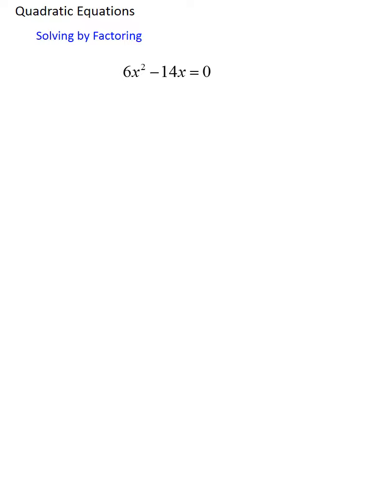Let's look at another example. You'll notice here we already have the 0 on the right, so we're ready to factor this side. Notice, however, that this is not a trinomial, and it doesn't factor in the traditional way. It is, however, factorable because we can factor a 2x out of each term in this equation. If this looks unfamiliar to you, check out my previous factoring videos for more details.